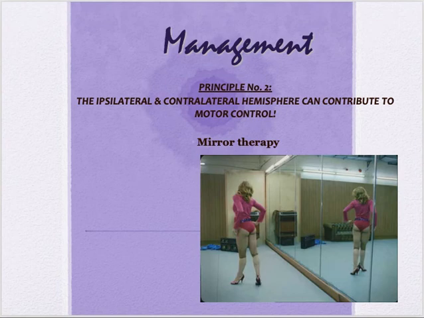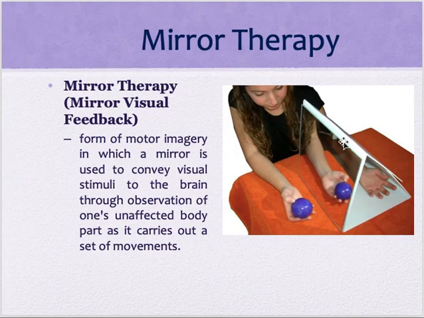I will show you one more photograph. For example, if they have paralysis of an arm, they put a mirror in which they see the unaffected arm, and they perceive it as their other hand. This is a form of motor imagery in which a mirror is used to convey visual stimuli to the brain through observation of one's unaffected body part as it carries out a set of movements. So when they move this one, there will be movement in the other arm as well.